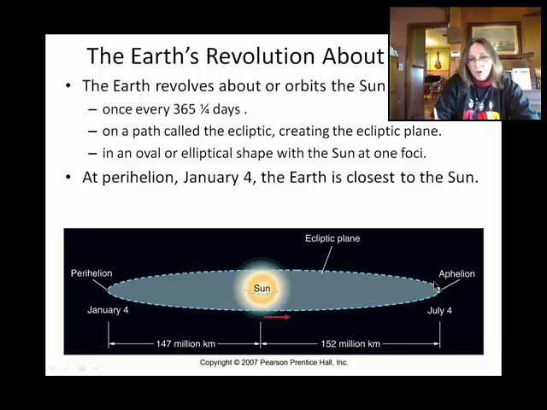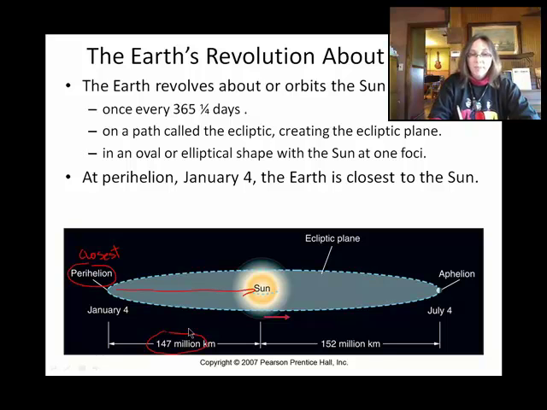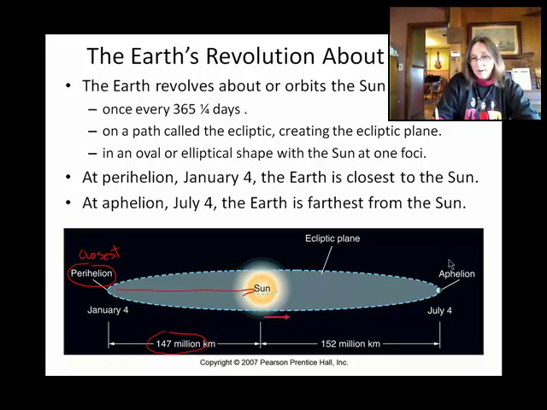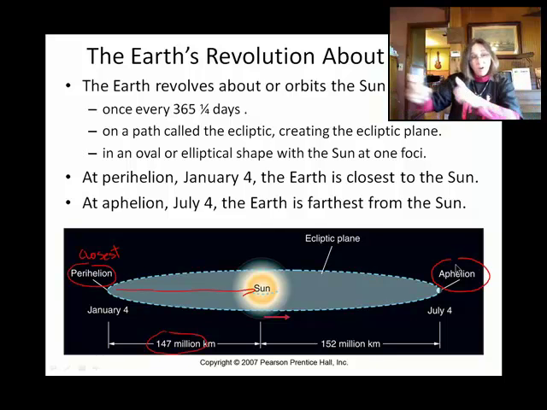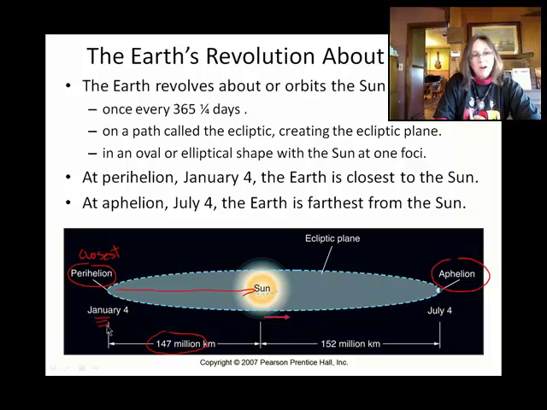So we call those terms perihelion, which is when the Earth is closest to the Sun in its orbit. And here you can see 147 million kilometers. And aphelion is over here, when the Earth is farthest from the Sun, about 152 million kilometers.